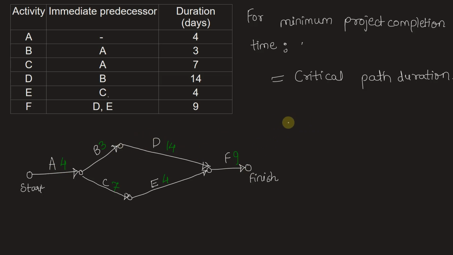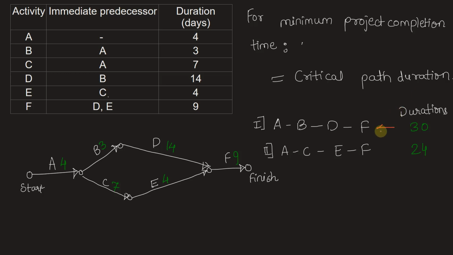Let's determine the critical path here. So A, B, D, F is one possible path. And the second possibility is A, C, E, F. Let's see what durations all these activities add up to. 4 plus 3 plus 14 plus 9 gives us a duration of 30, whereas the alternative path gives us a duration of 24. So clearly we can identify the critical path and the critical duration. Hence minimum project completion time is 30 days.